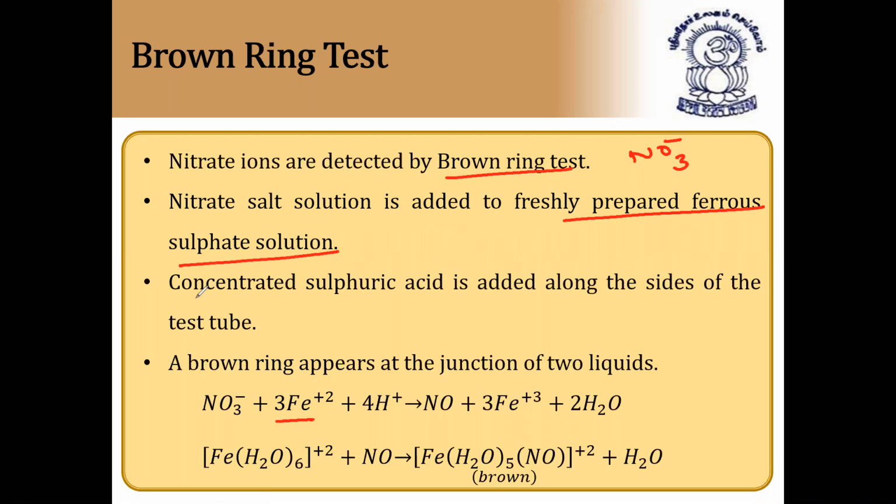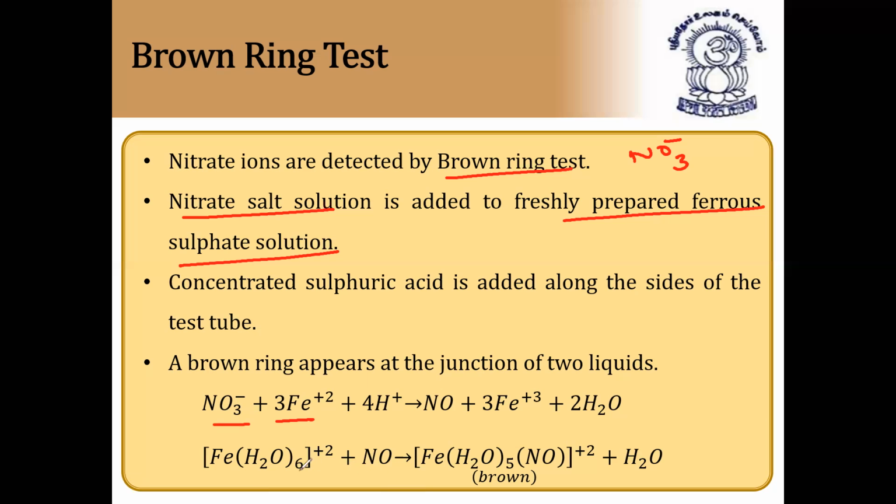This is ferrous sulfate solution, the Fe plus 2 state. Concentrated sulfuric acid is added along the sides of the test tube. After adding the nitrate salt solution to freshly prepared ferrous sulfate solution, you have to add, slowly, along the sides of the test tube, concentrated sulfuric acid, dropwise. So a brown ring appears at the junction of two liquids, that is, the nitrate salt solution and the ferrous sulfate solution. In between these two, a brown ring appears, which confirms the nitrate ions.